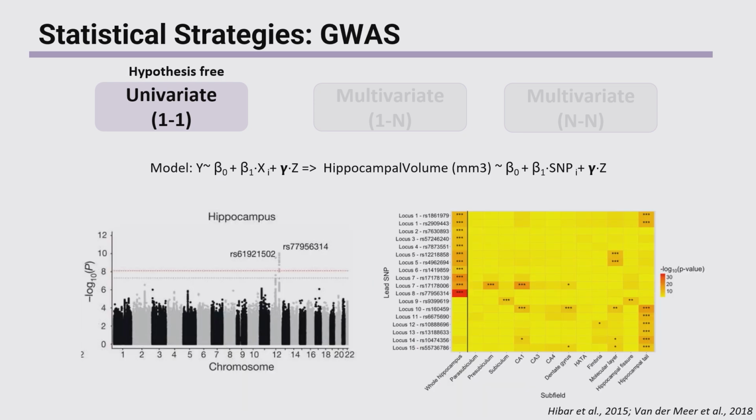Also, as the other speakers were introducing, when we want to really discover novel markers, we follow a genome-wide association study. In this case, it's mainly the same as before, but reproducing these univariate models several times.